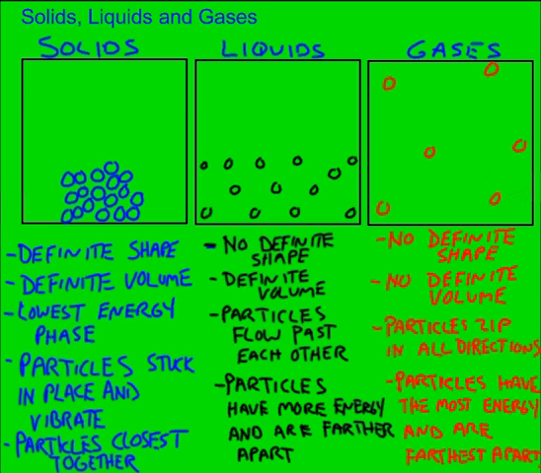And these are the things that we can say about gases. They do not have a definite shape. They're going to take the shape of their container. Nor do they have a definite volume. When they leave their container, they will expand to fill the entire area that they're put in. The particles are zipping in all directions, bouncing off of each other and the walls of their container. The particles in a gas have the most energy and are the farthest apart of any of the phases.